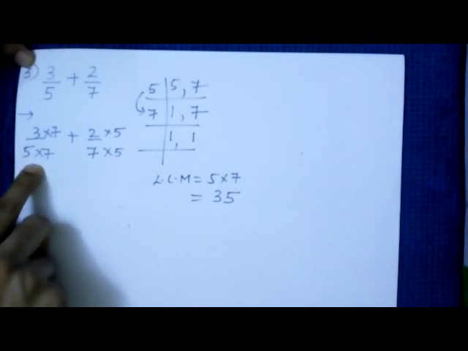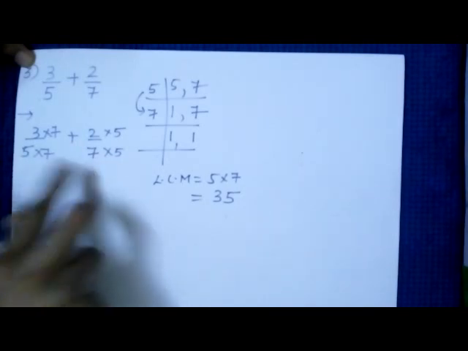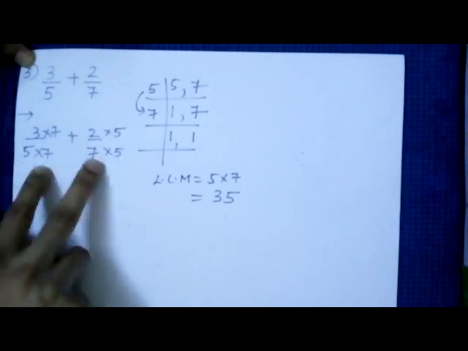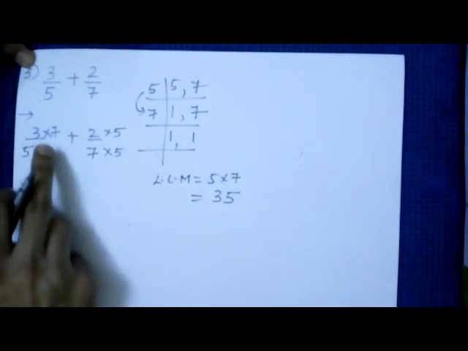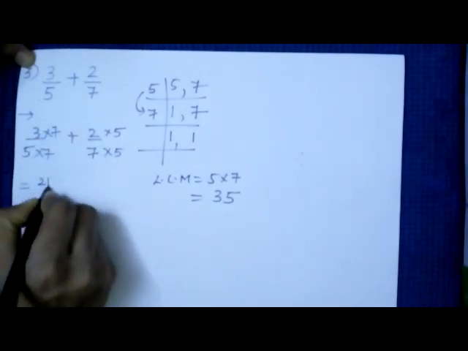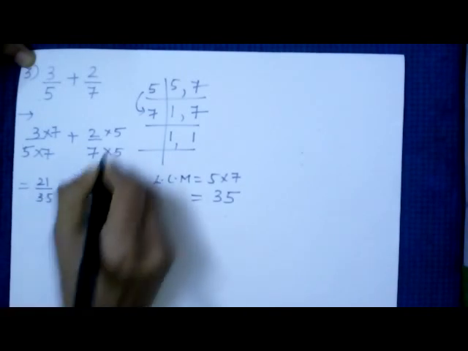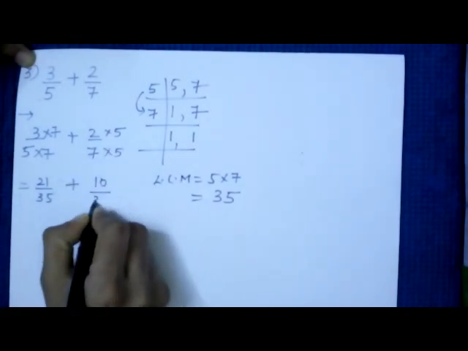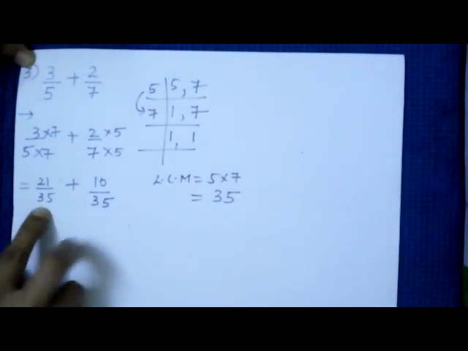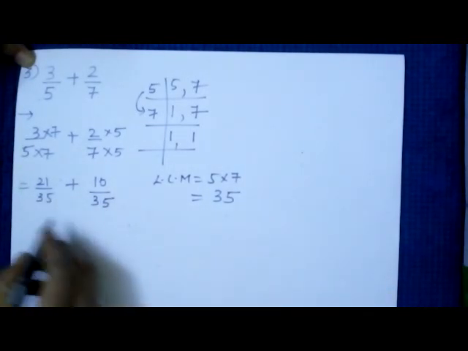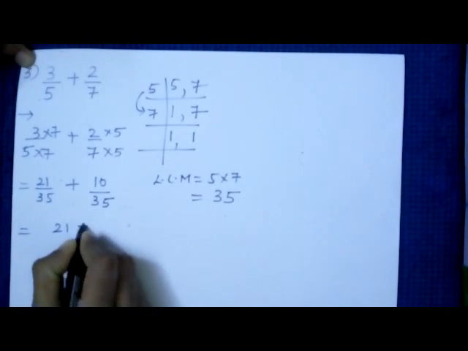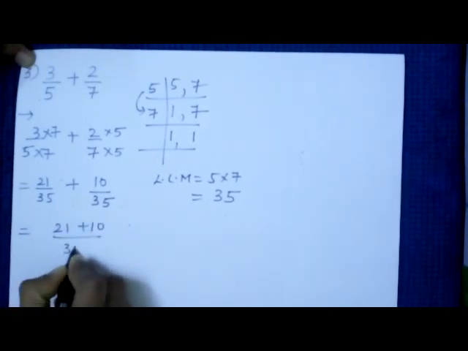So here 5 sevens are 35. Here also 7 5s are 35. So the denominators now will become the same. Now next step, 3 sevens are 21 upon 35 plus 2 5s are 10 upon 35. So the denominator 35 is the same, so now we can add. So 21 plus 10 whole upon 35.